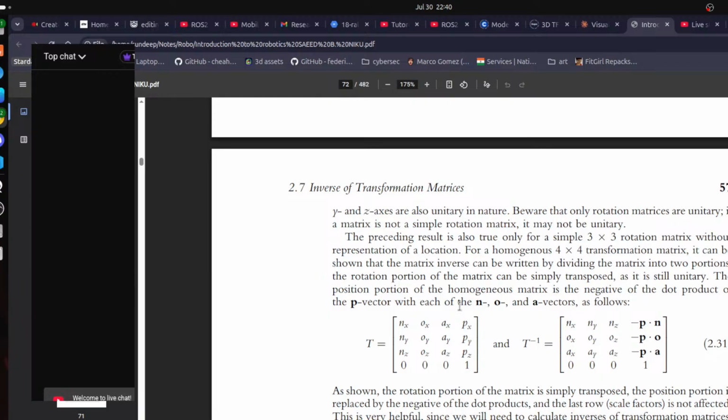For the translation matrices, the inverse of the rotation portion is a simple transpose. The position portion of the inverse matrix is the negative of the dot product of the p vector with each of n, o and a.